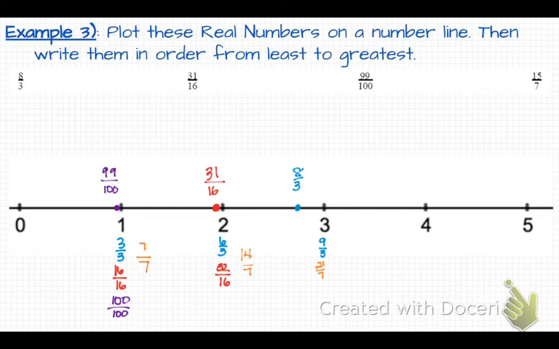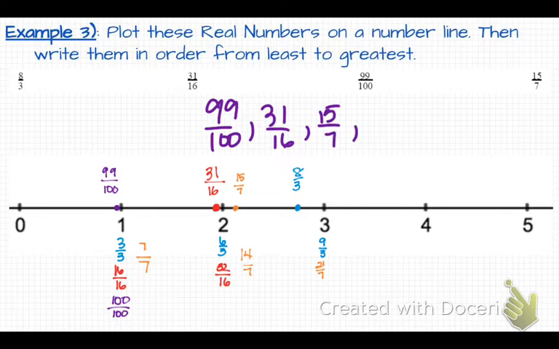Closest to 2. And is it bigger than or smaller than? It's a little bit bigger. So here is my 15/7. And I'm just going to write it in order now from least to greatest. So from left to right. Okay? And that is my answer.